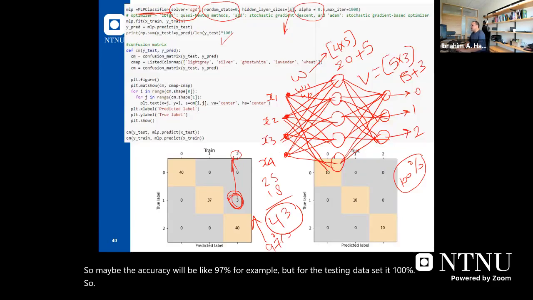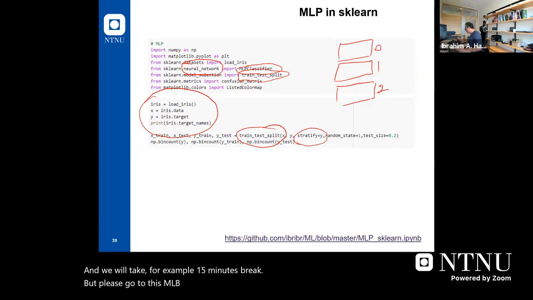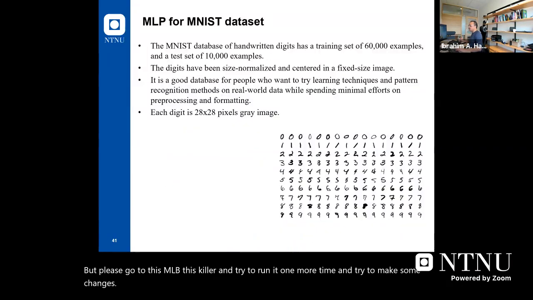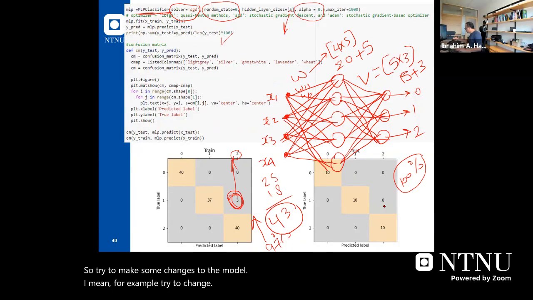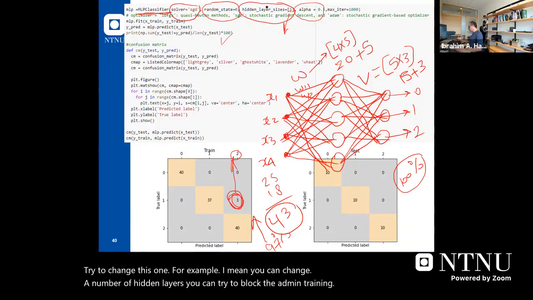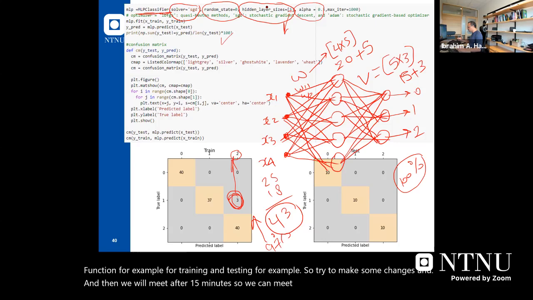I want you now to do this. We will take a break, for example, 15 minutes. But please go to this MLP sklearn and try to run it one more time and try to make some changes to the model. For example, you can change the number of hidden layers. You can try to plot the loss function, for example, for training and testing. So try to make some changes, and we will meet after 15 minutes. So we can meet at 11:30, for example. Is it fine?